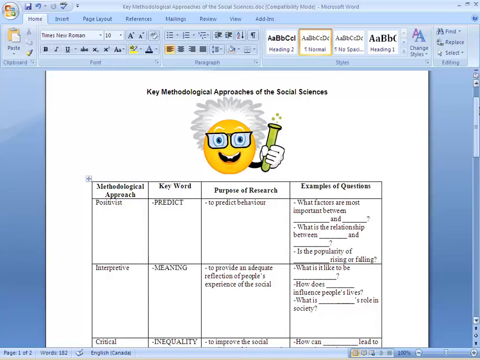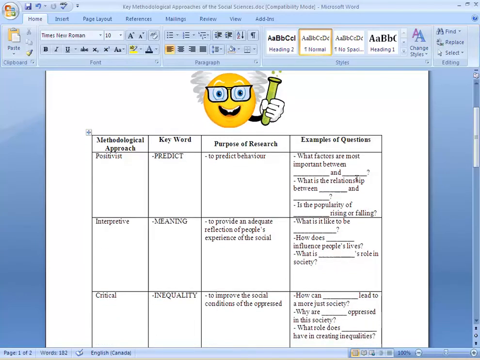So you don't really need to fill in the blanks here. These are just sample questions that the given methodological approach will ask. So you don't need to necessarily fill these in. I'm just going to give examples.